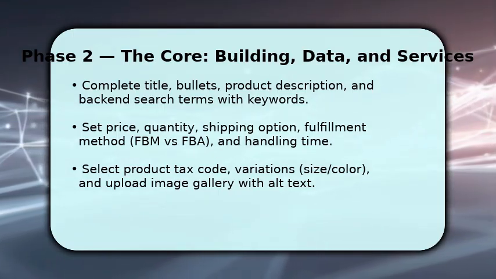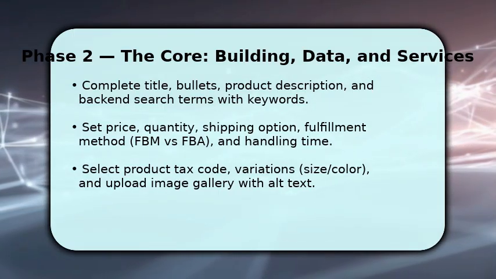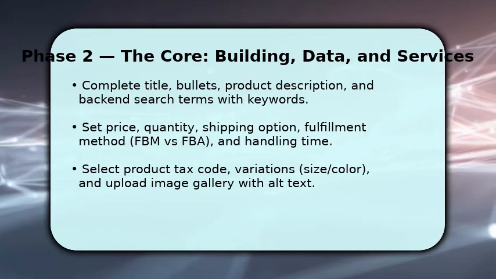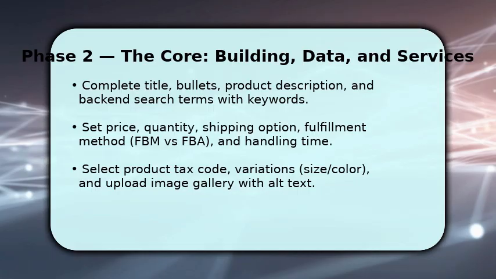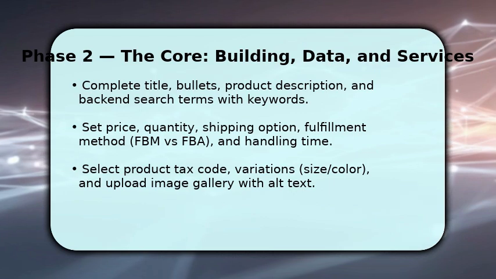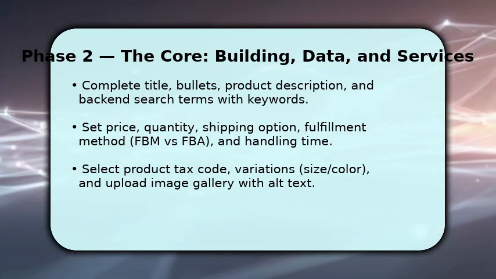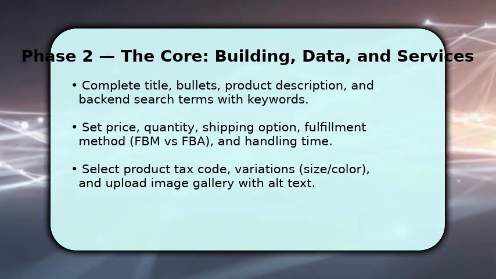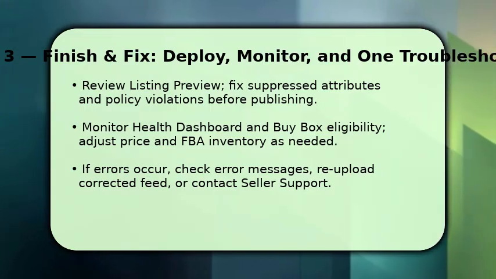If your product has variations, add parent-child SKUs now so customers see size or color choices. Finally, complete backend fields like search terms and product tax code, since these affect visibility and tax calculation. Now review the listing preview and submit. Confirm images, details, and shipping settings.